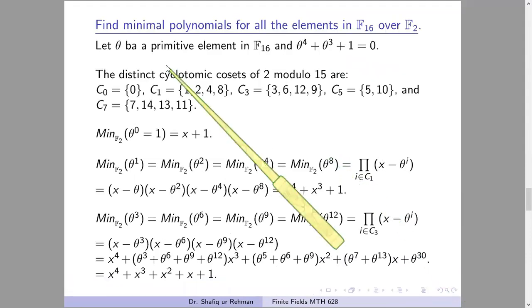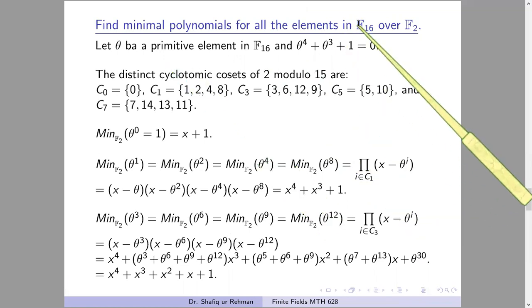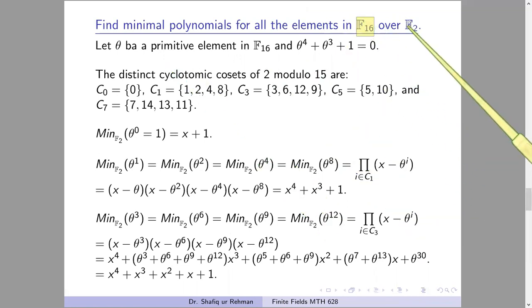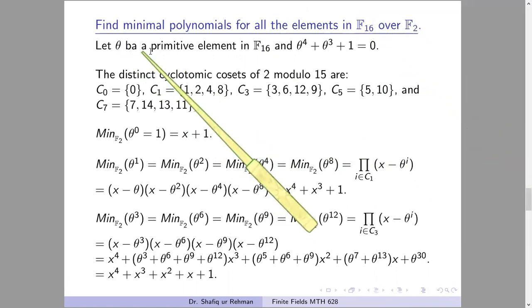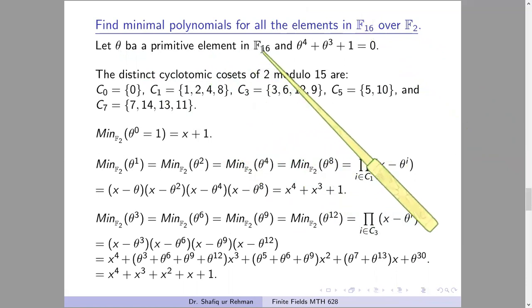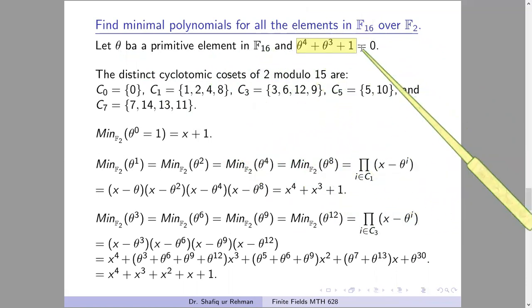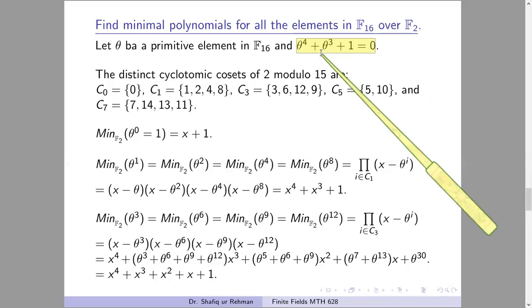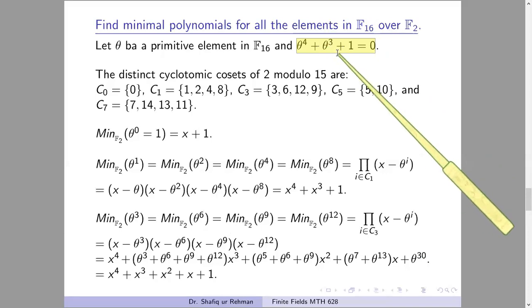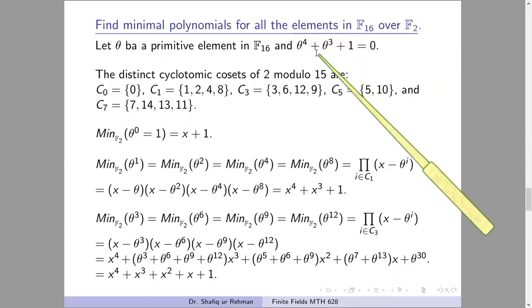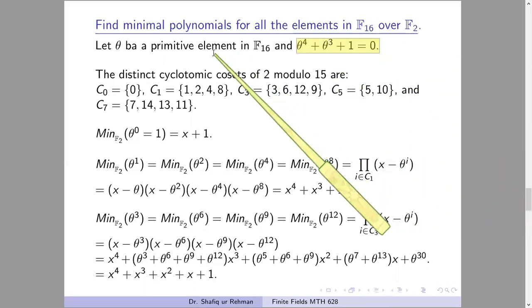And next, here is another example. In this example we will find minimal polynomials for all elements in this field F16 over the field F2. We require the coefficients of the minimal polynomial to be in the field F2. So again we start: let theta be a primitive element in F16 and theta is the root of this polynomial, that is an irreducible polynomial over the field F2, and theta has order 15.